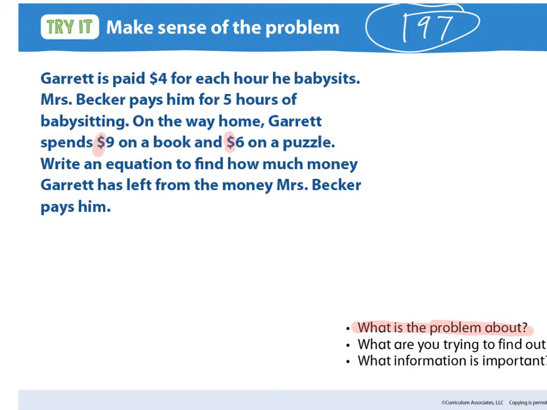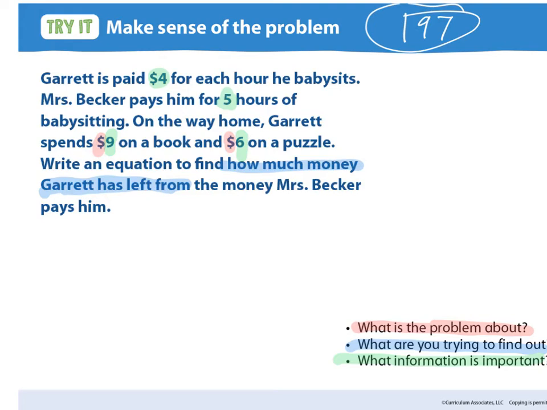The next one, what are we trying to find out? Well, we're trying to find out how much money Garrett has left, right? He started with some money. He spent some. How much does he have left? And what information is important? Again, they're not tricking us. $4 an hour is important. 5 hours is important. Spending $9 and $6 are all important. Those are all important pieces of information.